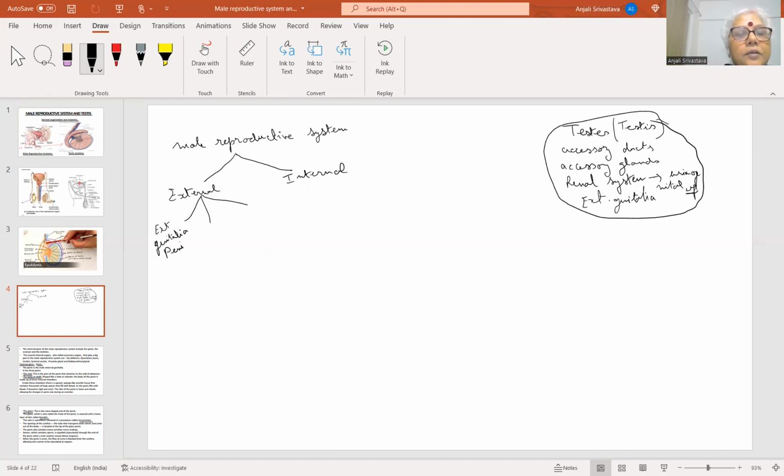The external genitalia in form of penis, then scrotal sac or scrotum, then the testicles. These testicles extend up to the epidermis. This we will see when we will see the histological structure.